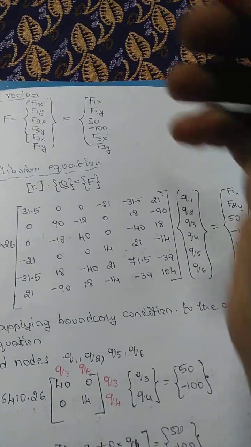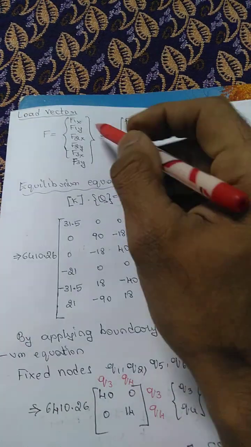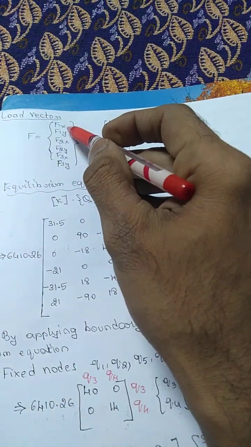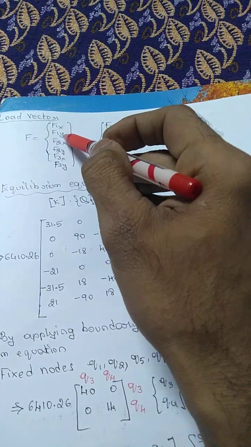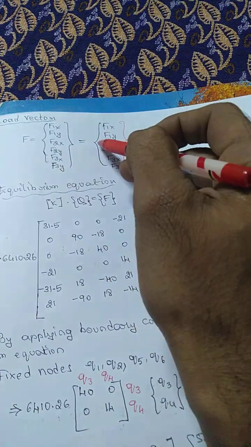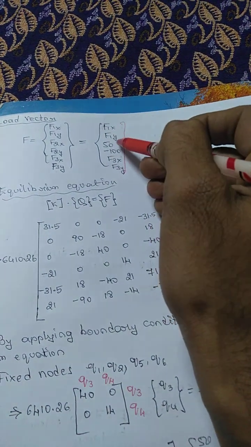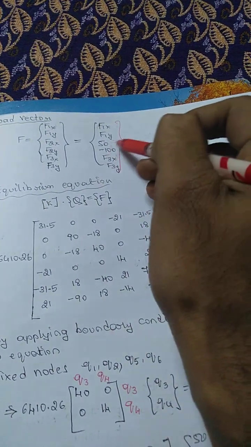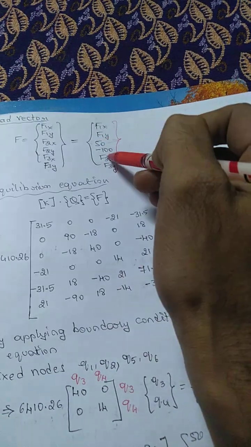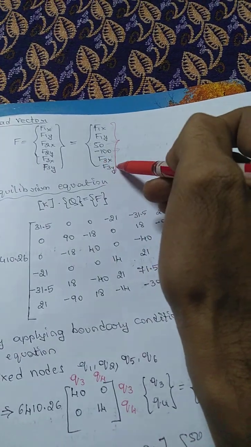After that we'll calculate the load vector. Load vector F is equal to F1x, F1y, F2x, F2y, F3x, F3y, that is equal to, here given F1x, F1y, and here they have given plane strain, that is 50 positive, and plane stress, that is minus 100, F3x, F3y.